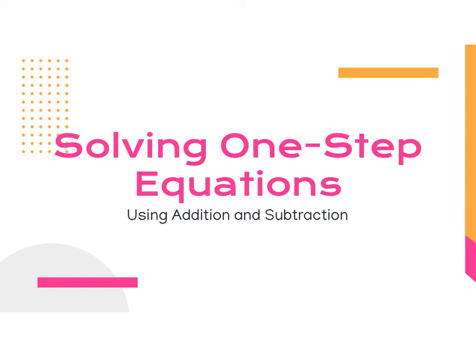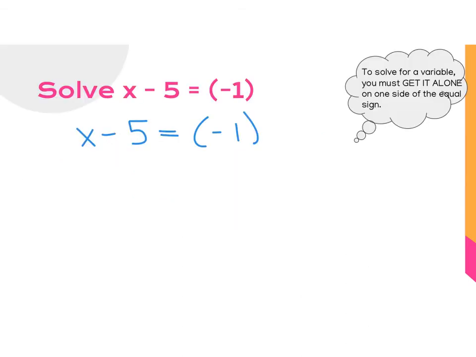In this lesson, you are going to learn how to solve one-step equations using addition and subtraction. In this first example, it says solve x minus 5 equals negative 1. In order to solve for x, we need to get x alone. In order to do that, we are going to undo whatever was done to it by using the inverse operation.